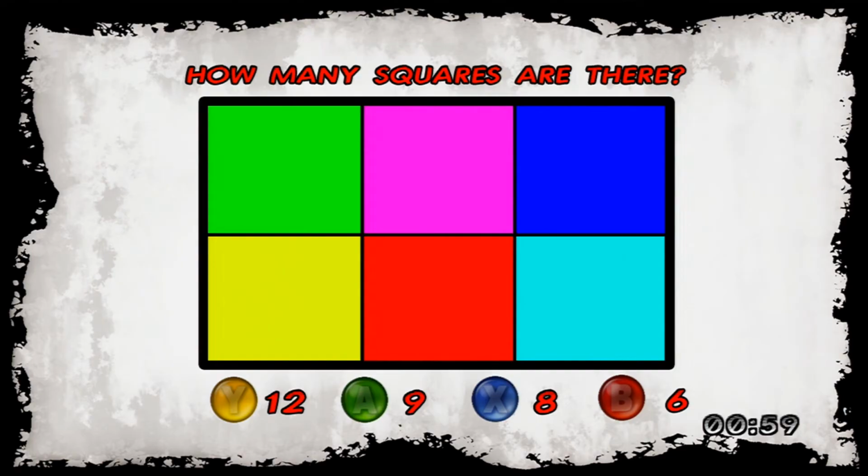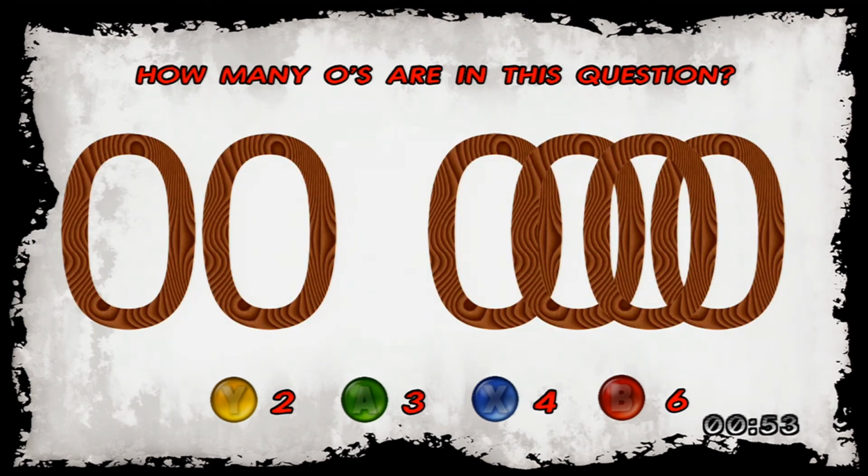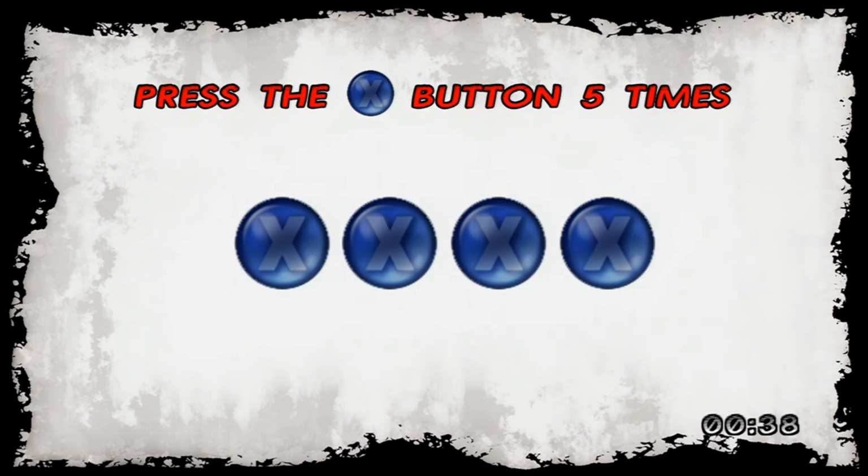So, RB, I guess. Squares. It's 1, 2, 3, 4, 5, 6, 7. 1, 2, 3, 4, 5, 6, 7, 8. Zeros are in the quiet. Wait. How many zeros are in this question? And they're not zeros, they're O's. 1, 2, 3. There's only 3. Yeah, that's what I thought.